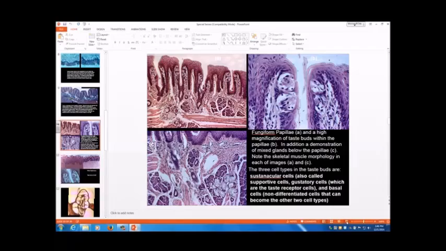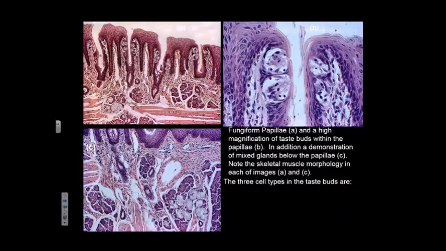So let's make this a little larger. Okay, a duct going in. Here's some mucus glands and some serous glands. Here is a serous demilune. Here's skeletal muscle. Okay, and these are fungiform papillae. Nice high magnification of the taste buds.